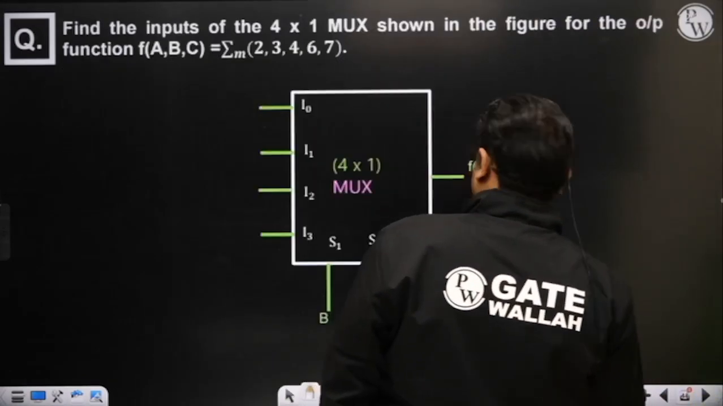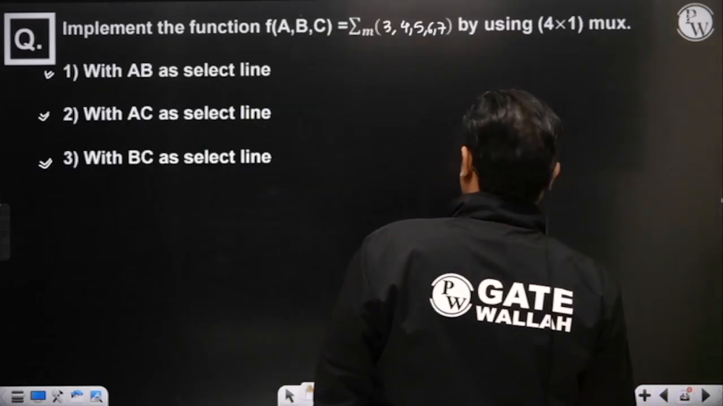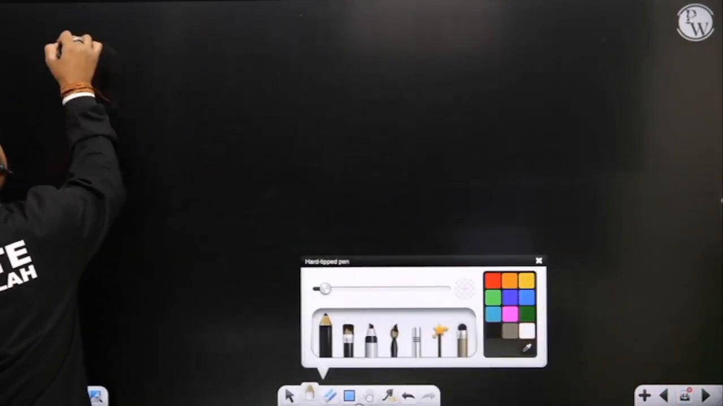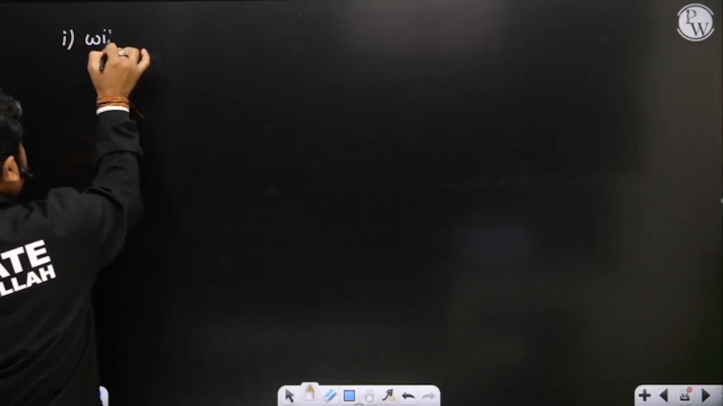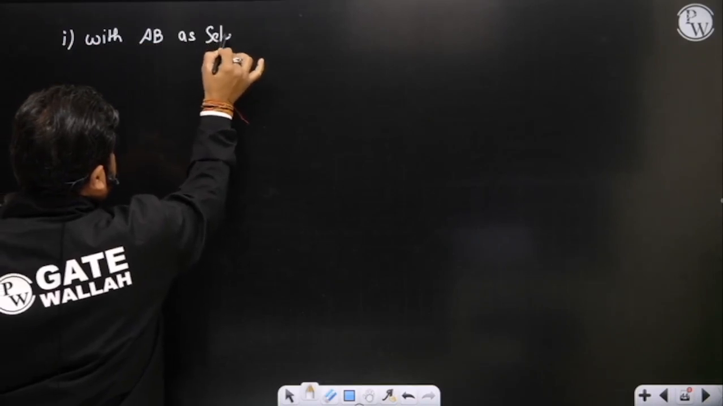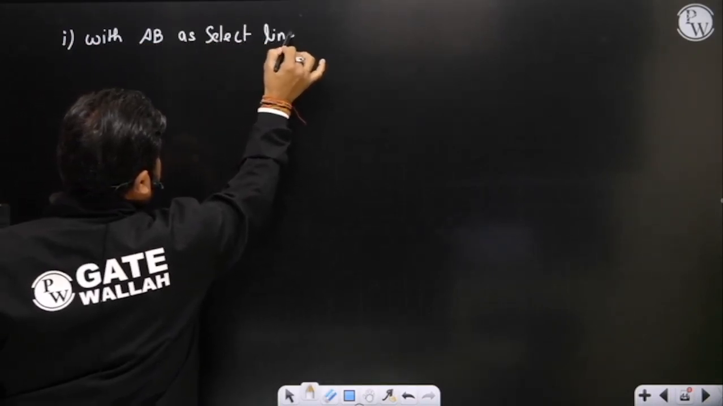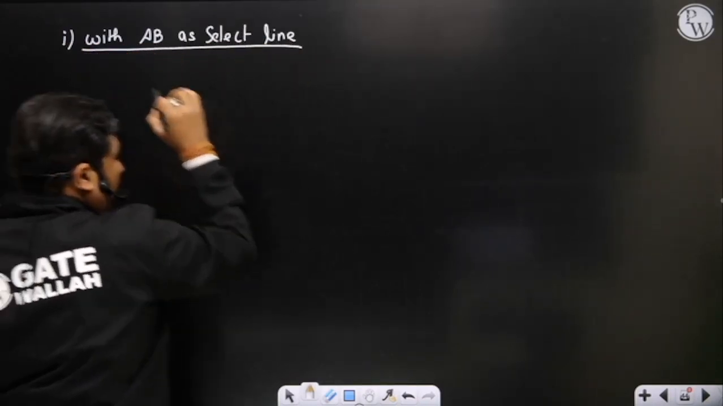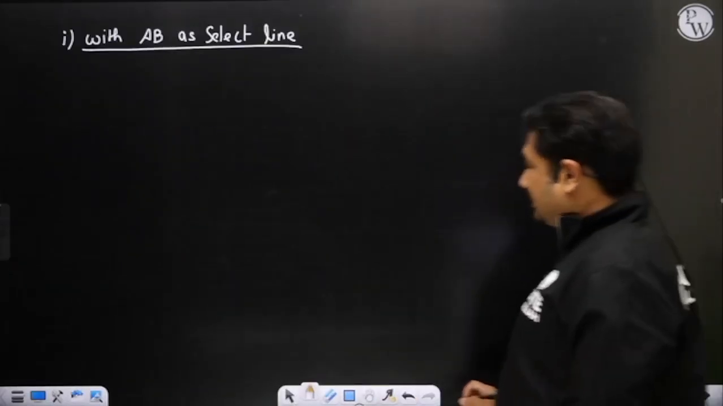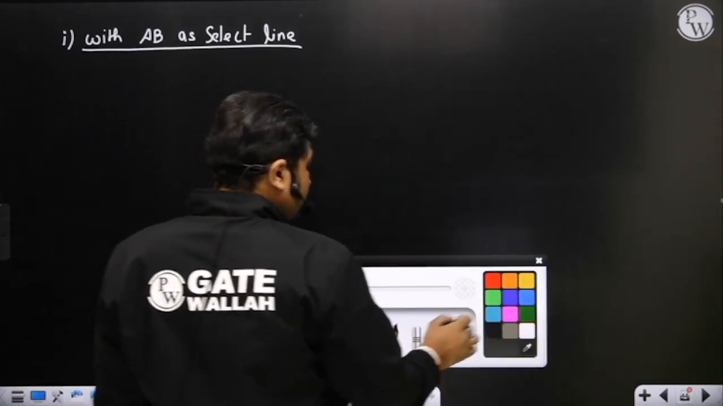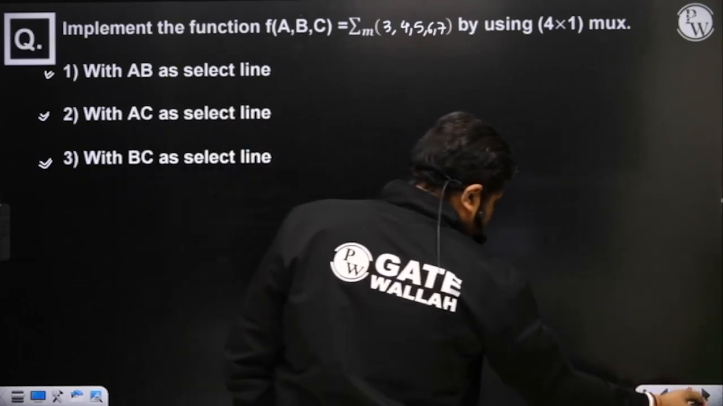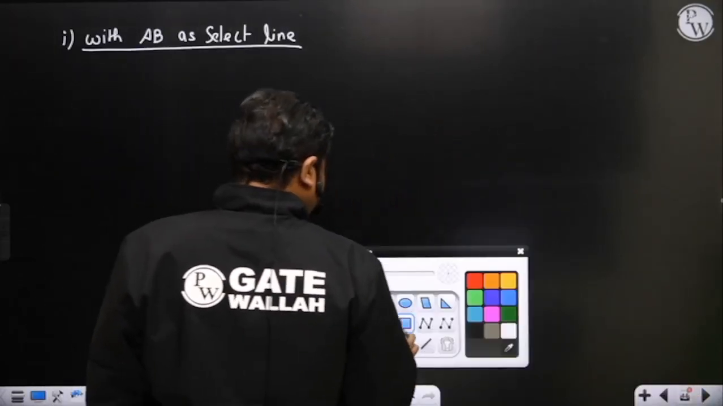Please observe the first one. First one I am going to show, that is with AB as select line. Now please observe here, first part with AB as a select line. Okay, yes sir. What is the function that we have to implement, sir? Summation of m 3, 4, 5, 6, 7.